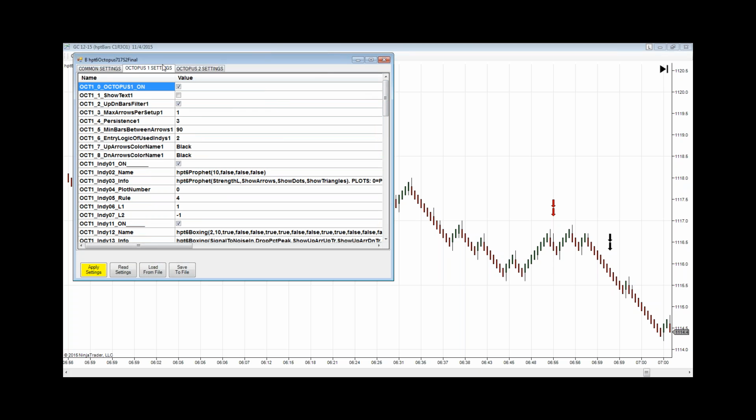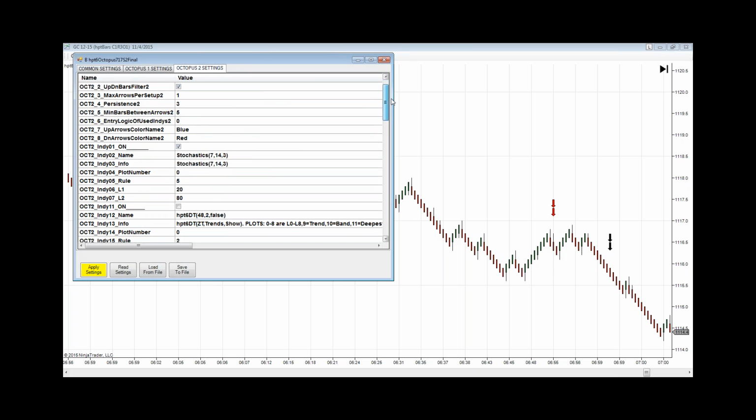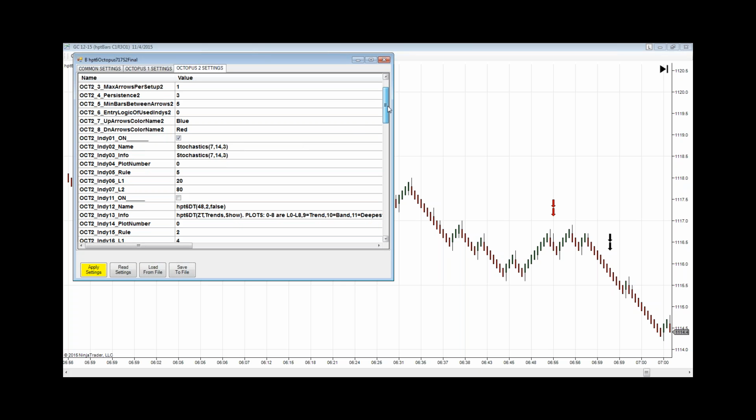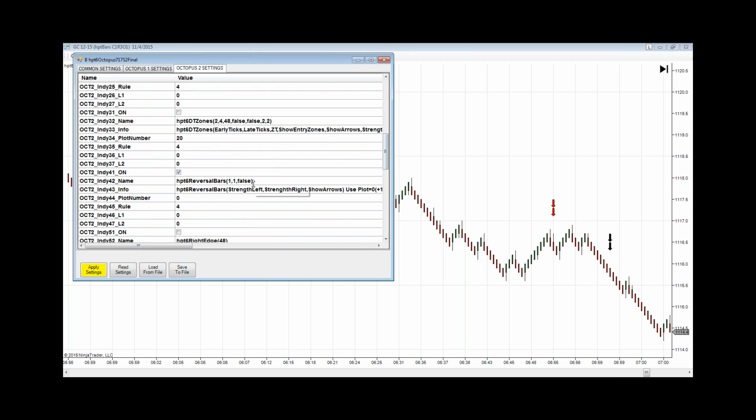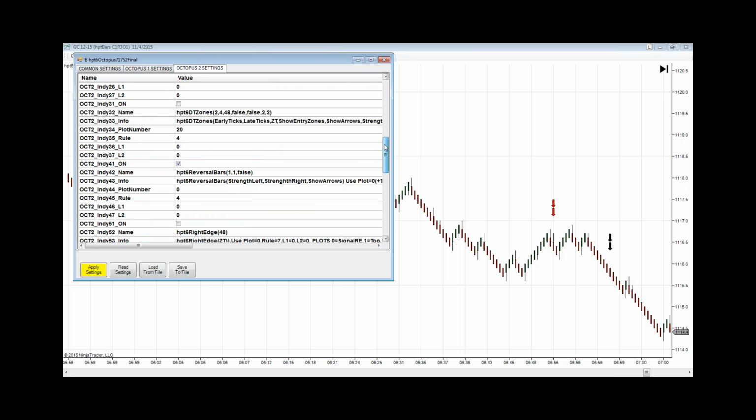Okay, that's Octopus 1. Let's take a look at Octopus 2. Now, Octopus 2 is pretty straightforward. Again, it's just using blue or red, blue for the longs, red for the shorts. It's fairly straightforward. It's using its regular stochastic here. The red one has to be above or below these thresholds for long or short. It has to enter on a conservative reversal bar.